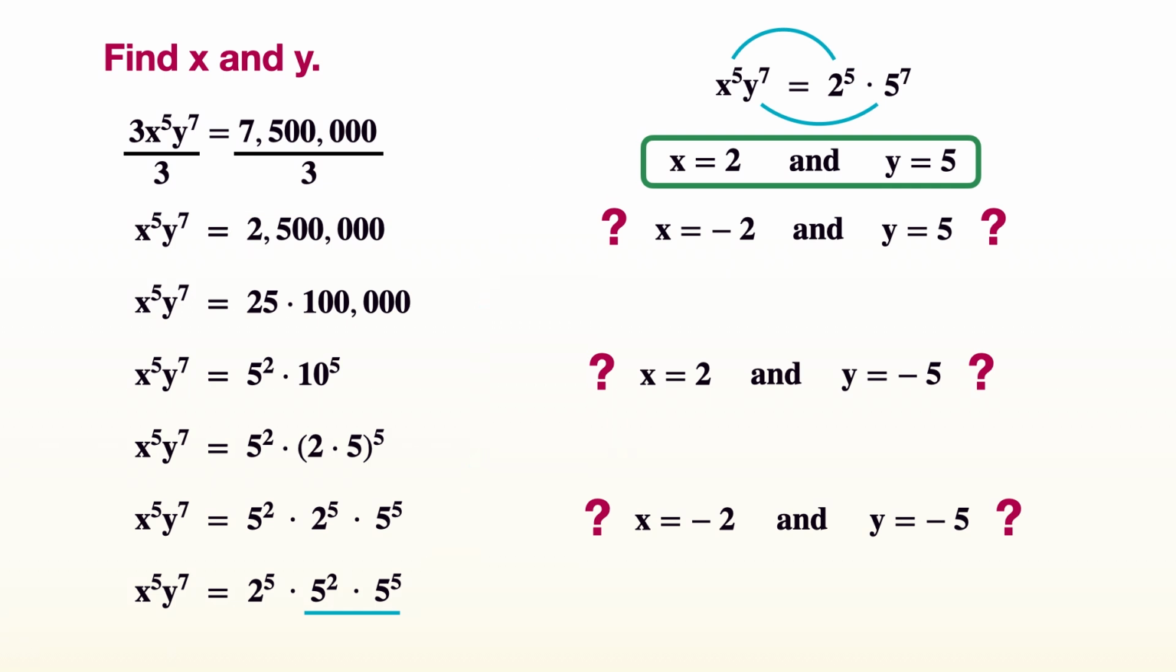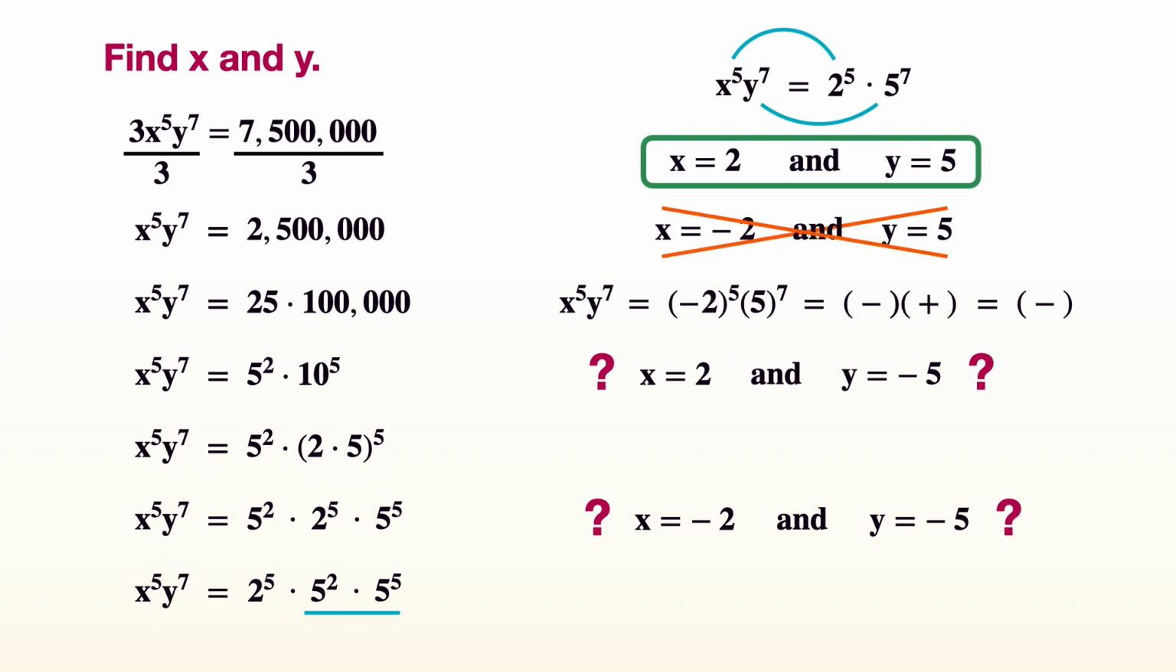To do that, let's go back to the first possibility and substitute the values for x and y into the most recent equation. We know that negative 2 raised to the 5th power will be negative since the power of 5 is odd, and 5 raised to the 7th power will be positive. Then, a negative times a positive is negative, so these values cannot be a solution.